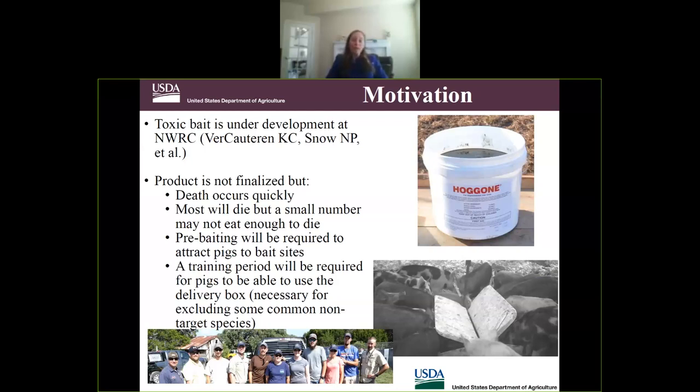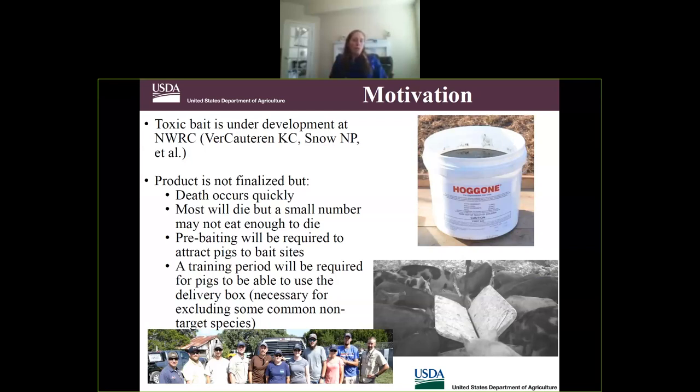At the National Wildlife Research Center, led by VerCauteren and Nathan Snow, there's a toxic bait under development. The product is not finalized. There's been a lot of research put into optimizing its safety and humaneness. But what we do know so far is that death occurs quickly. Most feral swine will die when they eat the bait, but a small number will survive, because of social interactions that happen at the bait site.